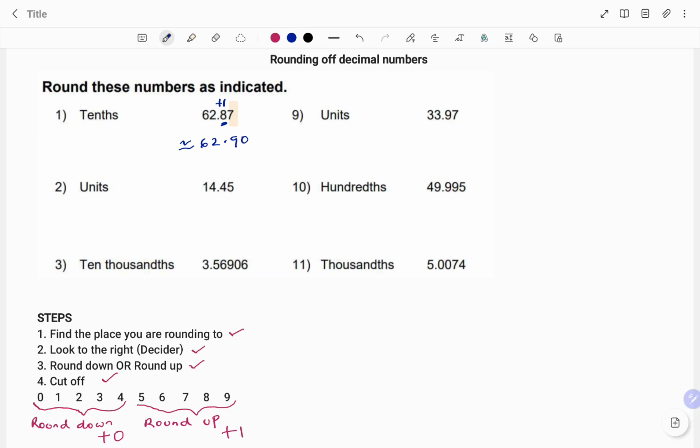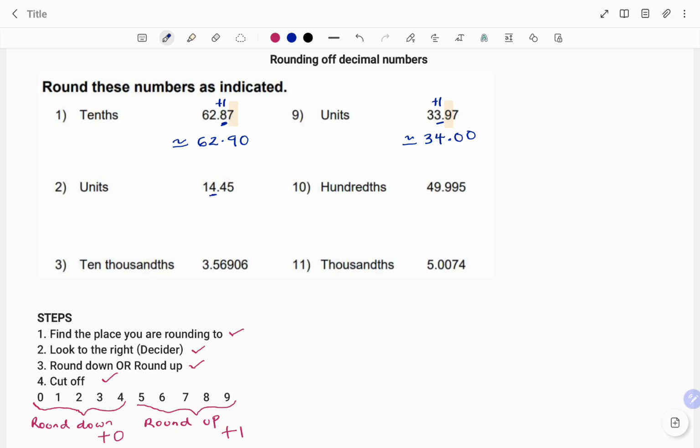In the second example, the number in your units position is your 3. Your decider, if you look to the right, is your 9. Note that 9 is in the round-up group, that's +1, so you're going to be adding 1 to your 3, and then your number rounded to the nearest unit will be 34. You add 1 to your 3, and you cut off the remaining number. It becomes 0.